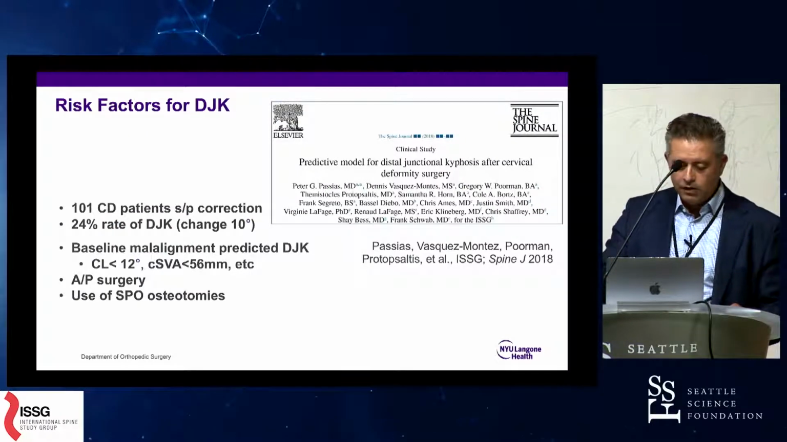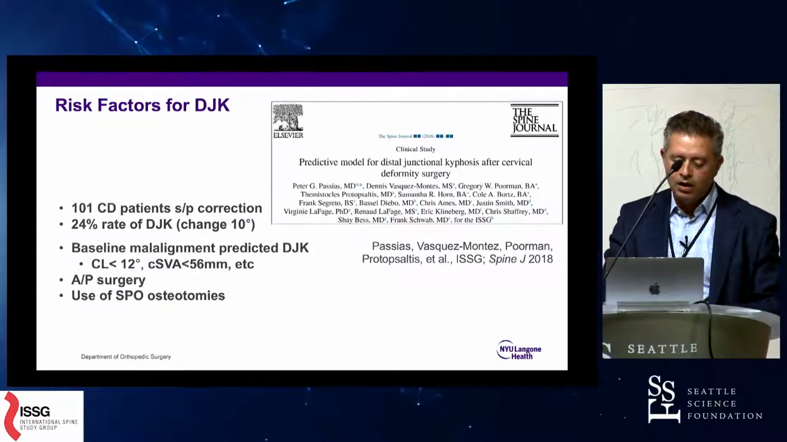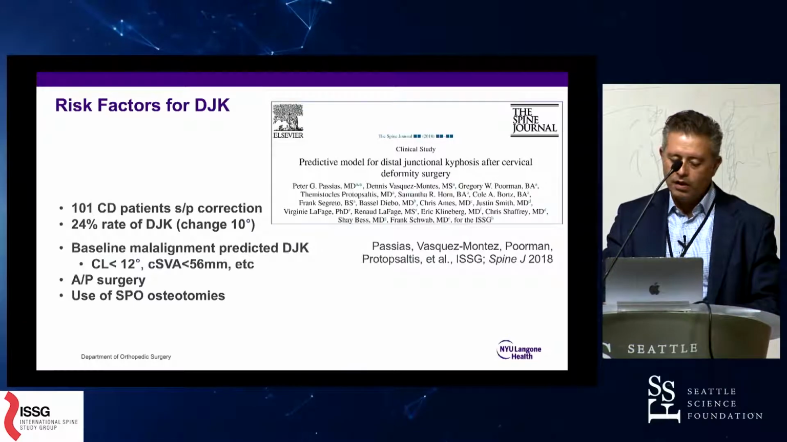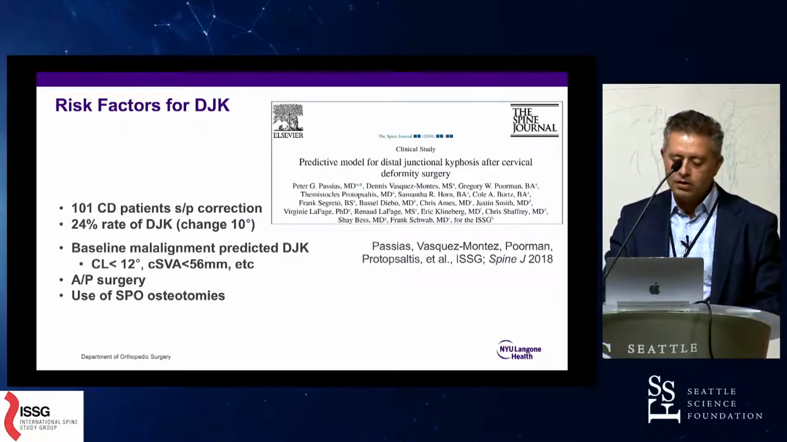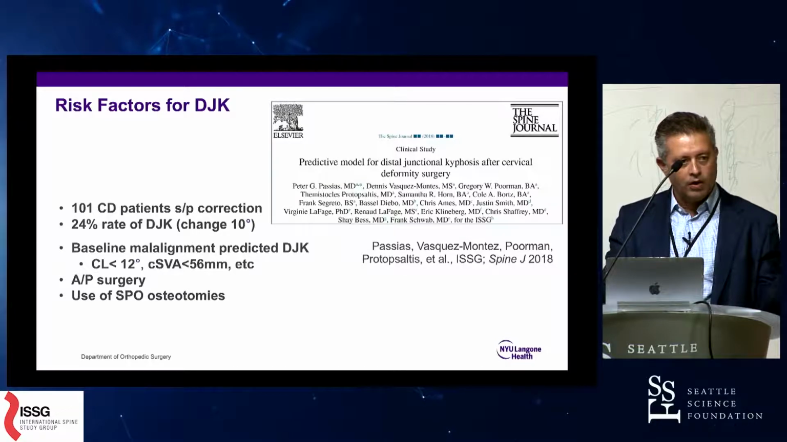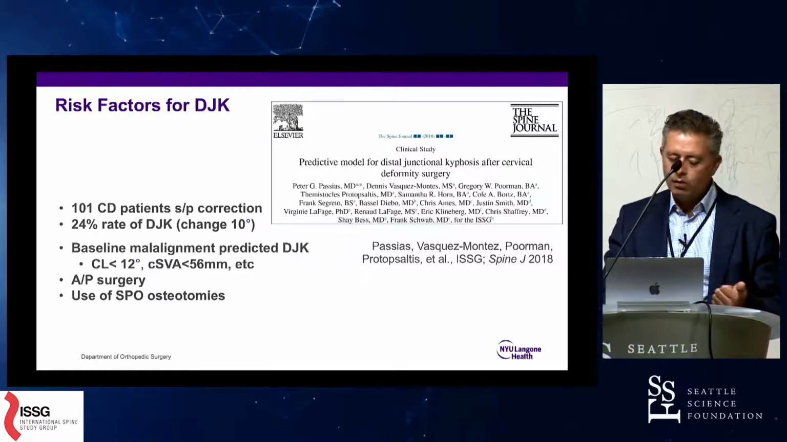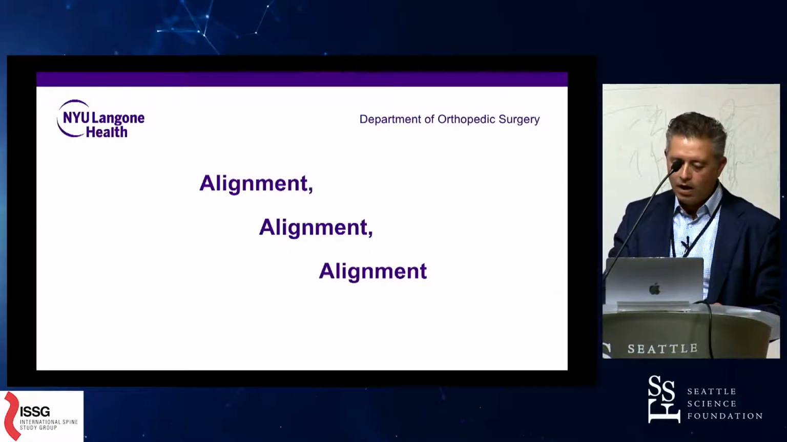And then Dr. Pashas, who you heard, had some nice data to present on DJK, took a look at it as well and came up with the fact that baseline malalignment predicted the DJK. The more kyphotic the cervical spine was, the higher the CSVA, the more the correction is going to be, the more likely you are to get a distal failure, whether you used anterior-posterior surgery or osteotomies, higher-grade osteotomies.